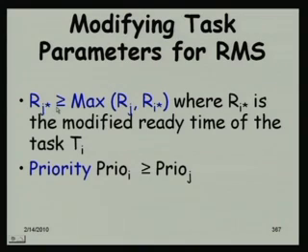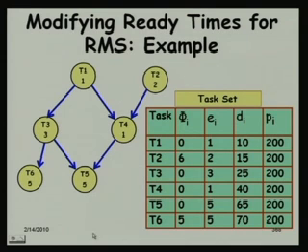should be greater than or equal to the maximum of the ready time of this task, that is the phase of this, and that for all its predecessors. Ri star is for all its predecessors, and then we will also change their priorities. Let us see how we do that with the help of an example.